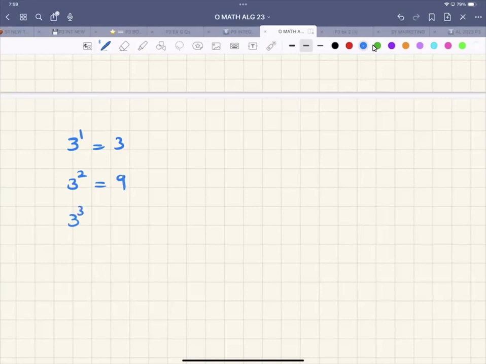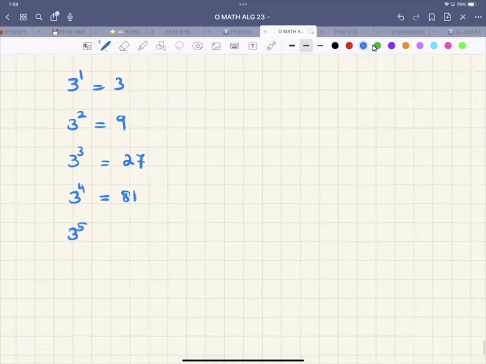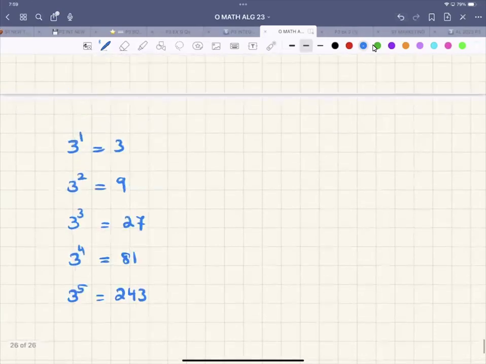3 raised to power of 3 is 27. 3 raised to power of 4 is 81. And 3 raised to power of 5, that is 81 into 3, that's 243. Not 343, that's 243. Do double check.